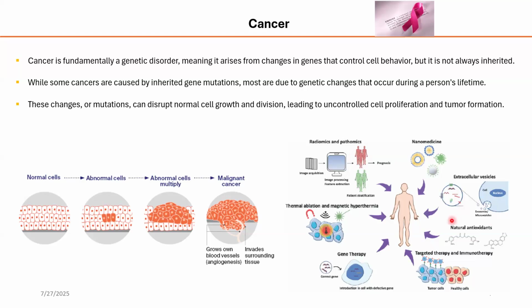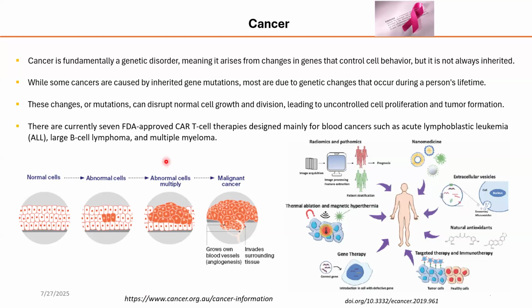using natural antioxidants, or targeted therapy, or immunotherapy using immune cells which target specifically the tumor cells or cancerous cells. Then there's gene therapy. Then also there are treatments using thermal ablation, where they use magnetic waves or heat waves and destroy these cancer cells.